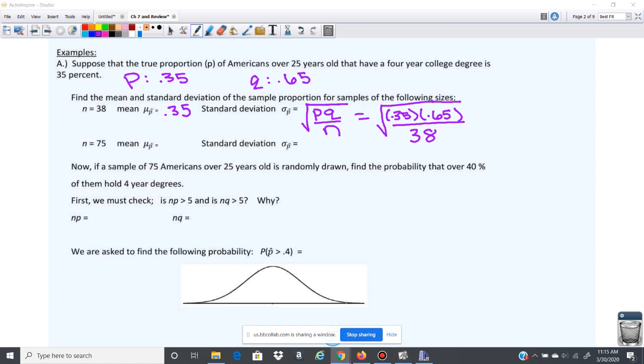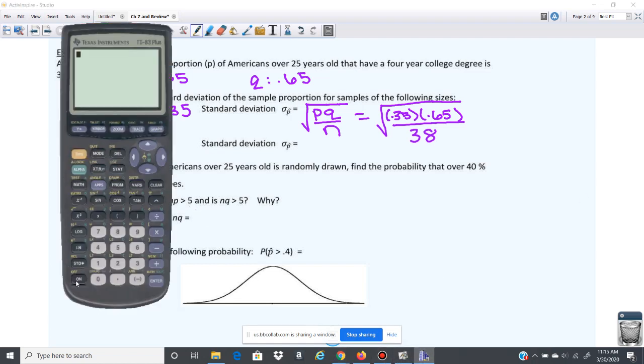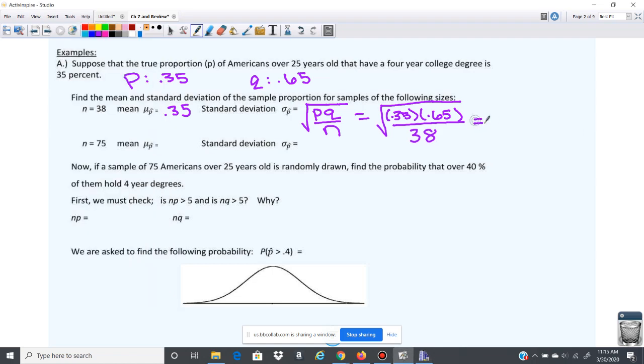So I trust that you guys can do the calculation on your own. You can put this all in at once if you want, just make sure you use parentheses. We're going to go 0.35 times 0.65. We're going to divide that by 38 and take the square root. If you do that and you go to 4 decimal places, that should be 0.0774.